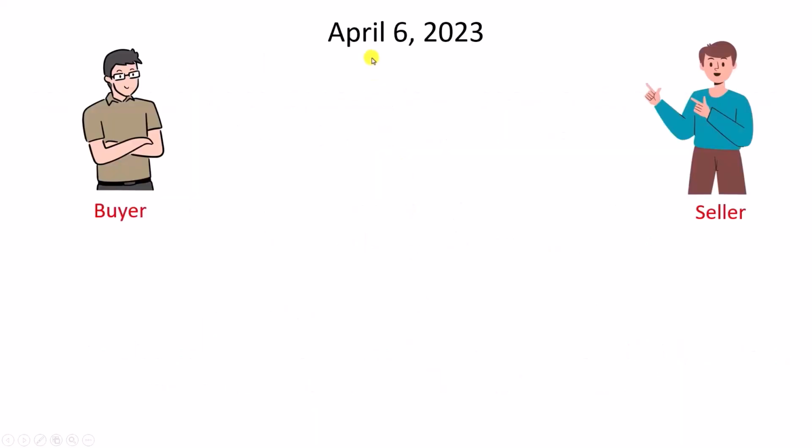Now, let us say the date is April 6, 2023. Okay, we have a buyer and we have a seller. And let us say the buyer and the seller decide about Tata Motors. Buyer guesses that the price will go up, seller guesses that the price will go down. Okay, now they enter into a contract and let us see what contract it is.